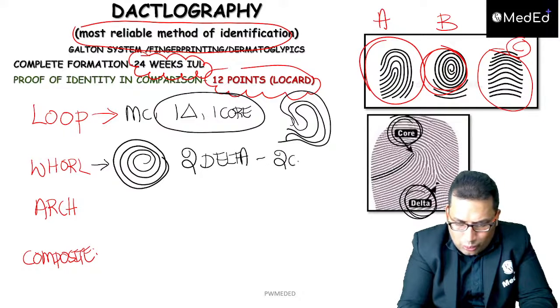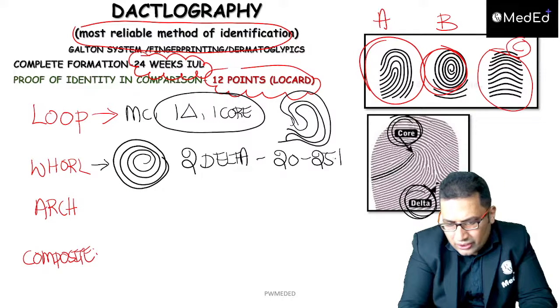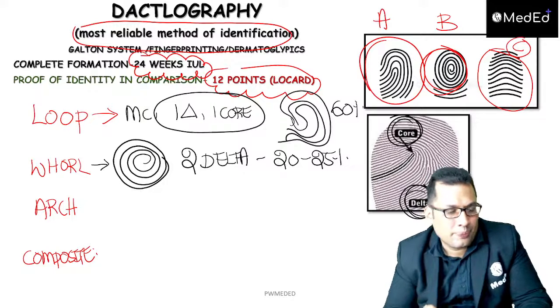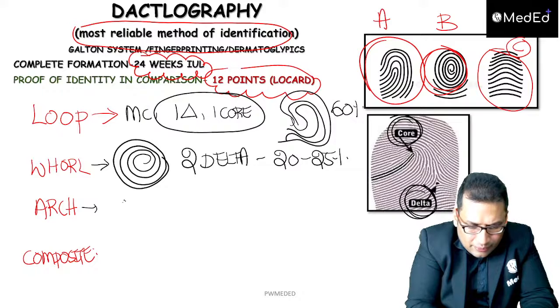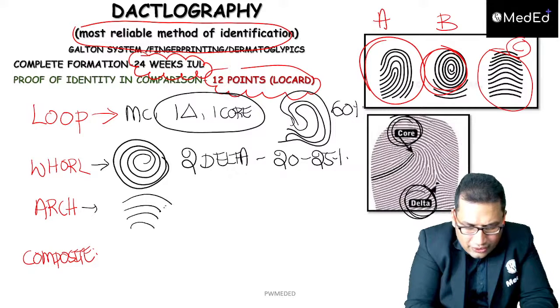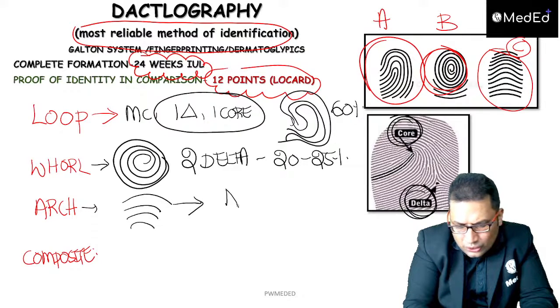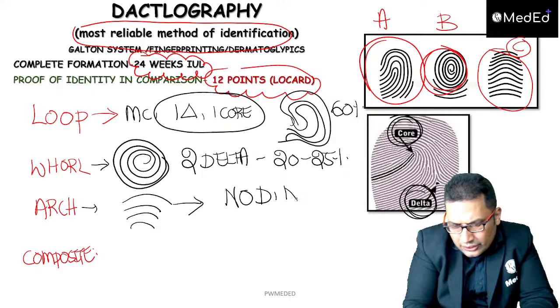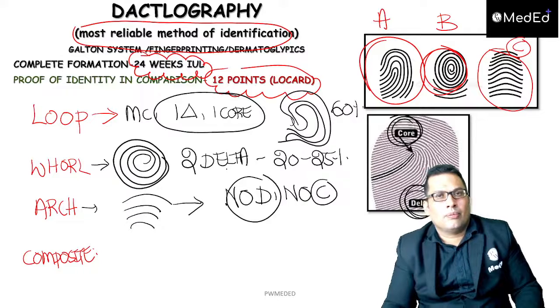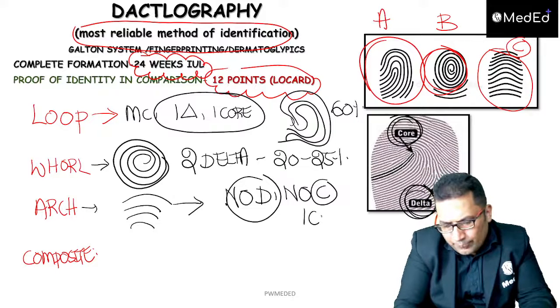Around 20 to 25% of the cases are whorls. Around 60% of the cases are loops. Loop is 60%. The arch means like this. This is the arch. In arch, there is no delta. There is no core. The arch is present in around 10 to 15% of the cases.